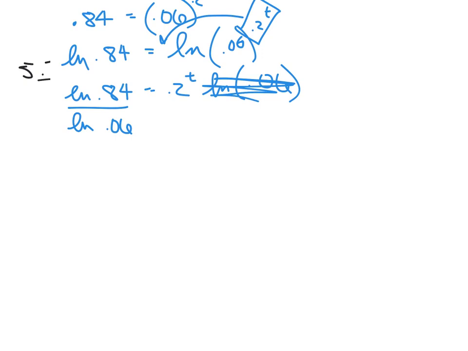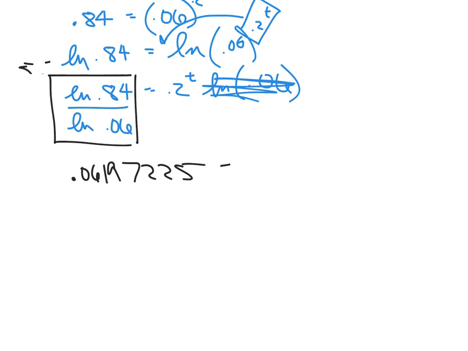and do it correctly. All right, so when you take ln of 0.84 divided by ln of 0.06, we get 0.06197225, and it goes on and on and on forever. Now we take the ln of both sides. Okay, and when we do that, again we have an exponent here that can now be put there. So now I have ln of 0.2 on the right and ln of this over here.